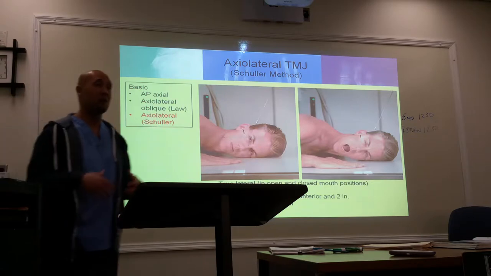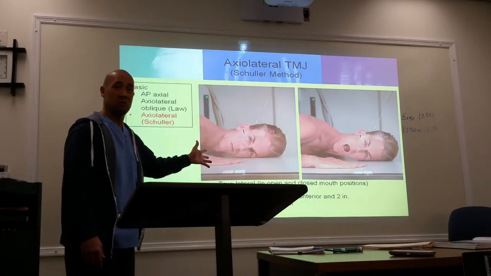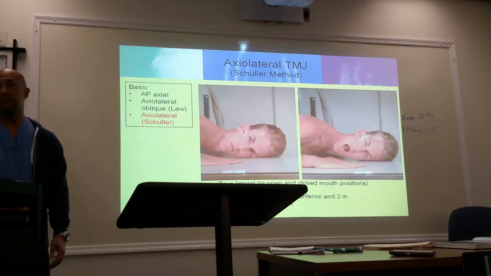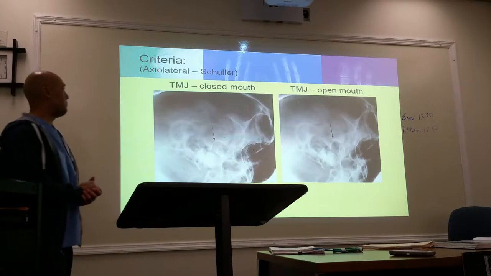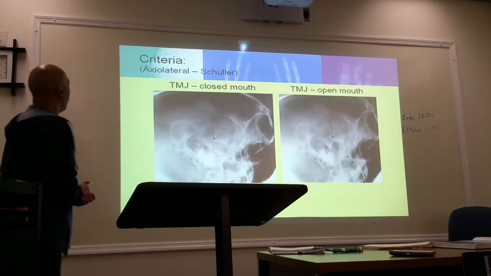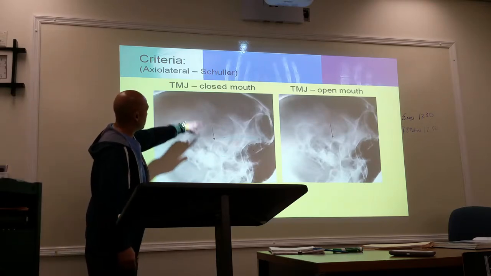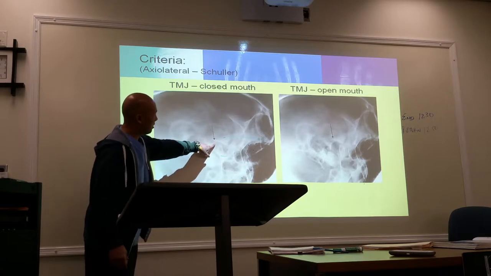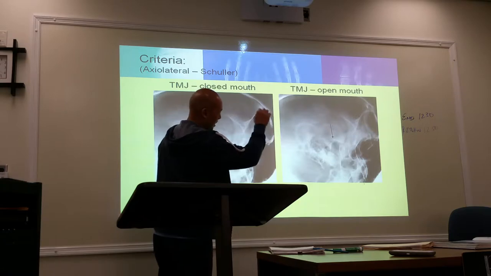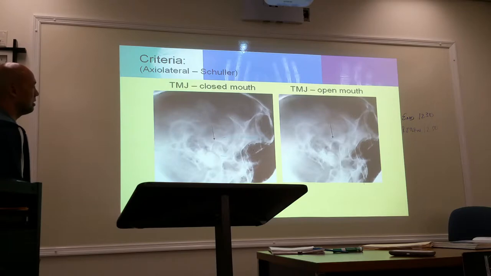So if you think about it, although there are two, you might end up with four, maybe six views because you're doing open mouth, closed mouth. So here we have TMJ closed mouth of the Schuller's method. You can see the condyle within the fossa. Here we have open mouth, so it does move anteriorly and slightly inferiorly in an open mouth. So we do it for comparison.